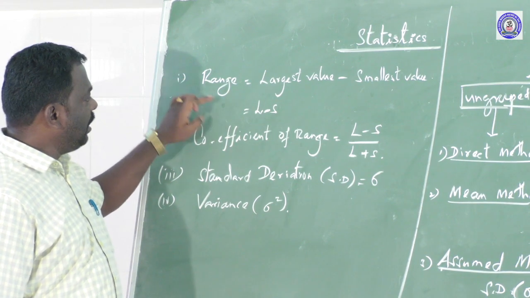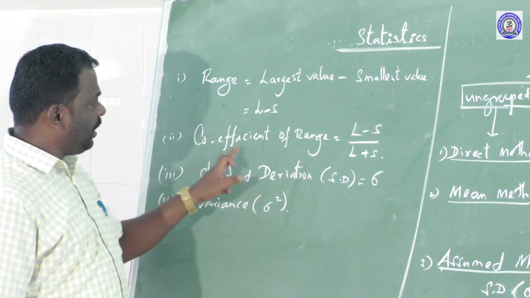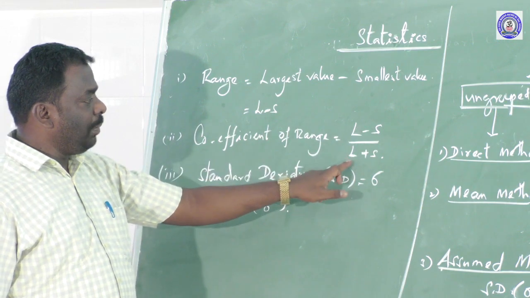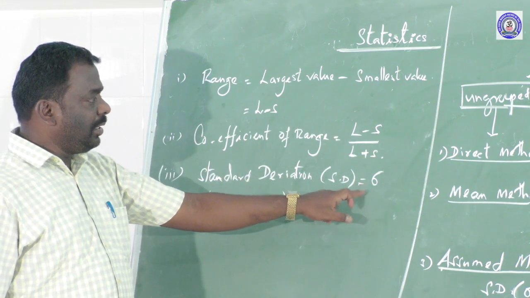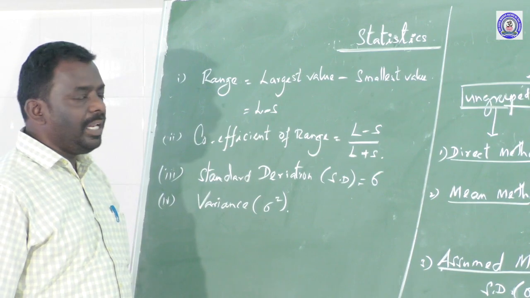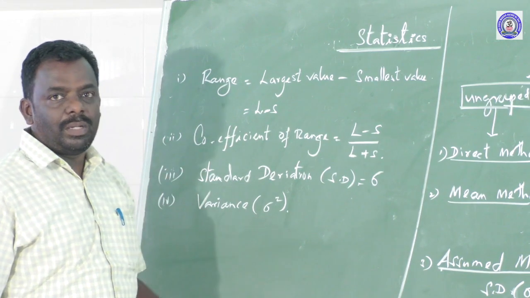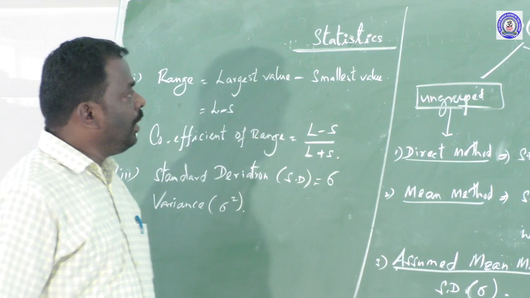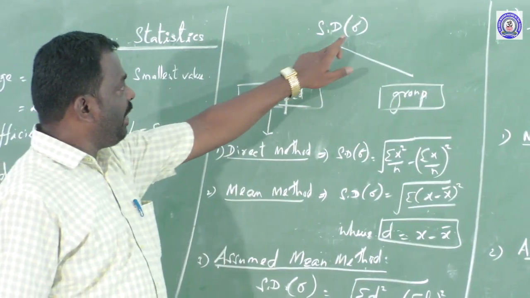One is called range, largest minus smallest, and the coefficient of range is equal to (L minus S) by (L plus S). Standard deviation is sigma, and we are going to see the formulas regarding the standard deviation. Variance is sigma square. Now first we come to the standard deviation, defined by sigma.